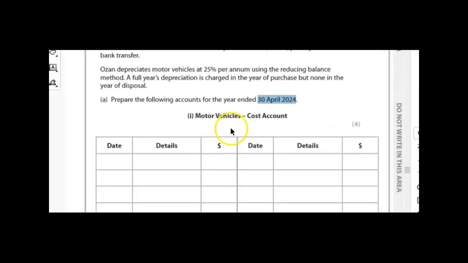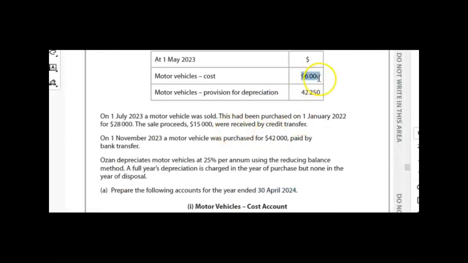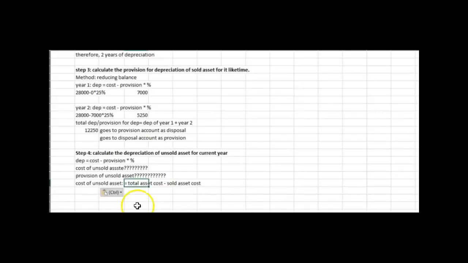In step 4, we calculate the depreciation of the unsold asset for the current year. The same equation for reducing balance is used. We do not have the cost of the unsold asset or the provision of the unsold asset, so we first calculate them separately before substituting in the equation. To get the unsold asset cost, we subtract the sold asset cost from the total asset cost. The total asset cost is $96,000, and the sold asset cost is $28,000. Do the math, and you get $70,000.